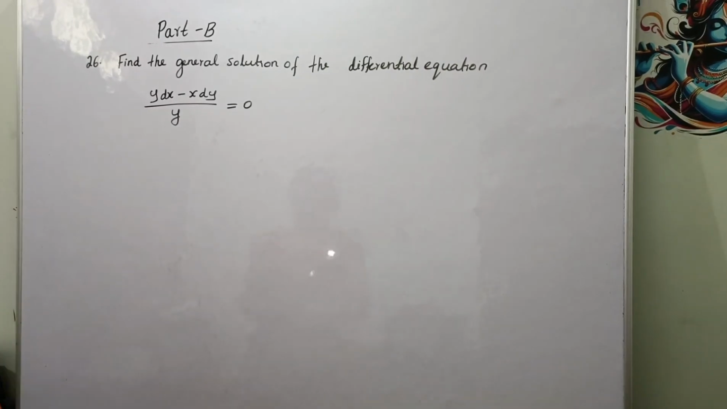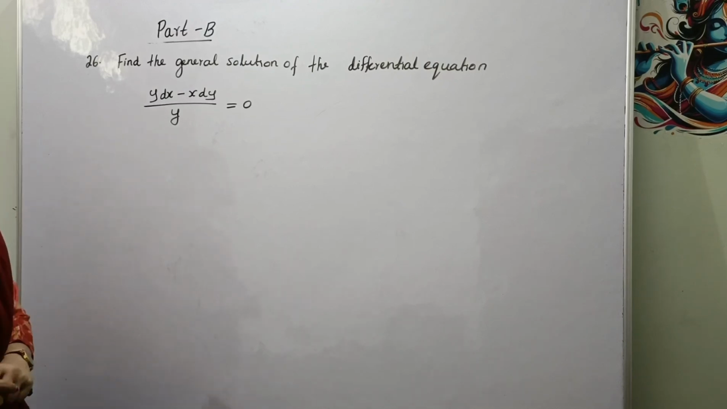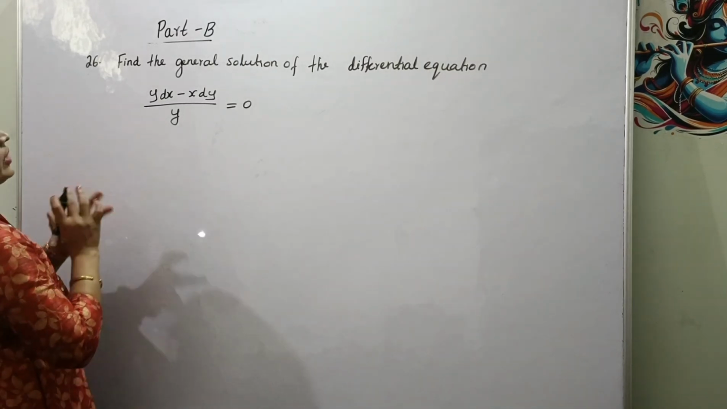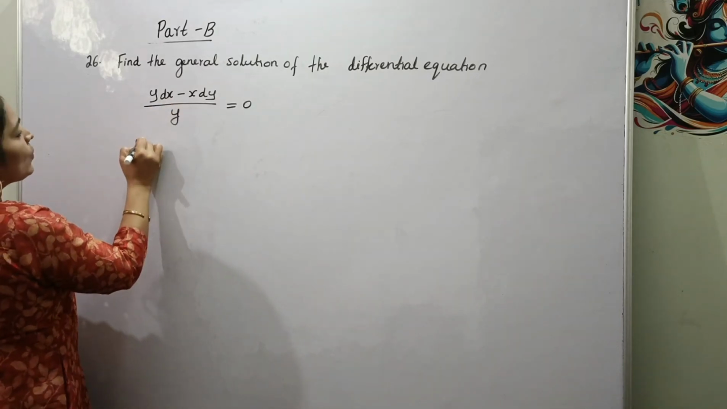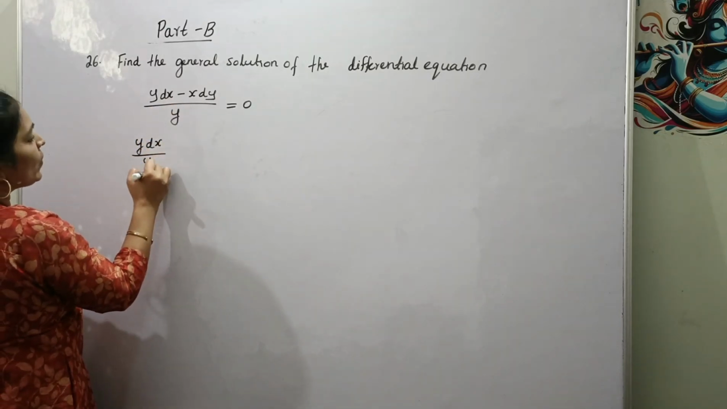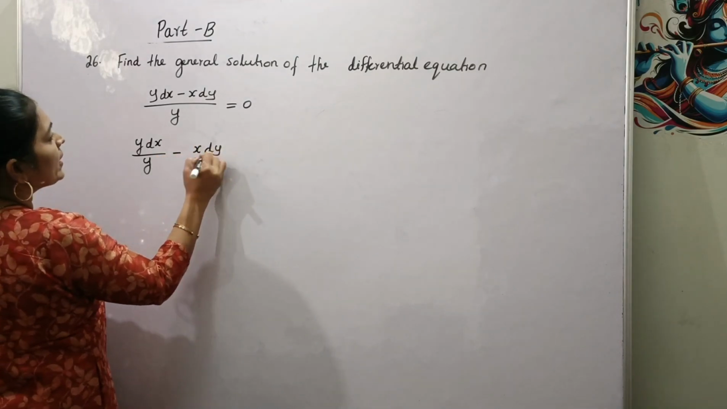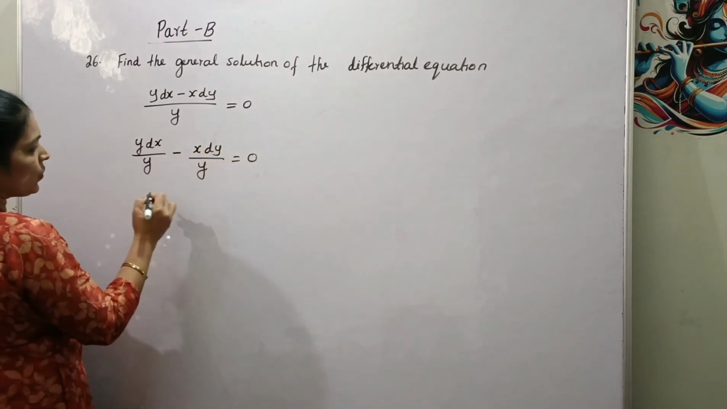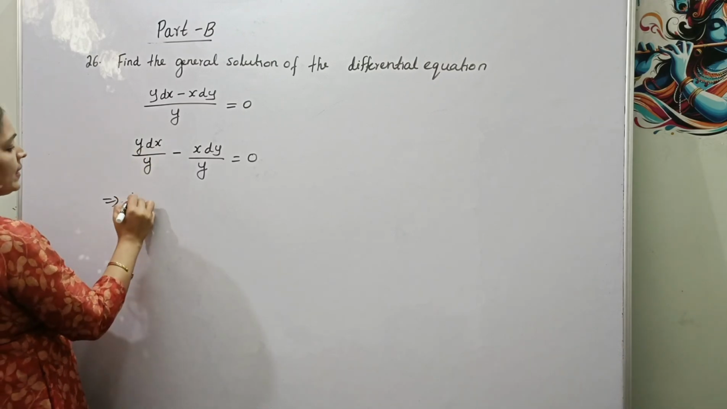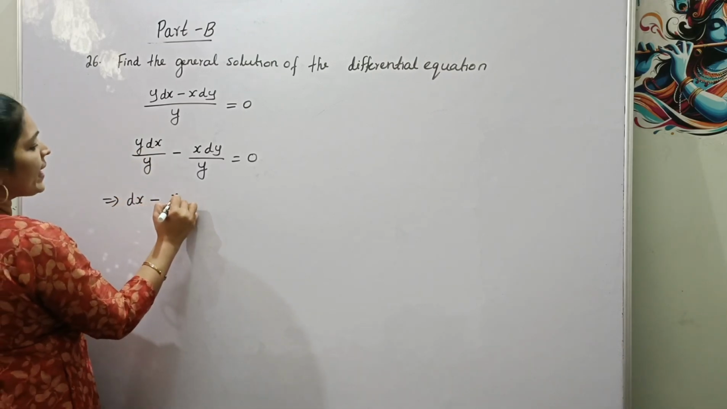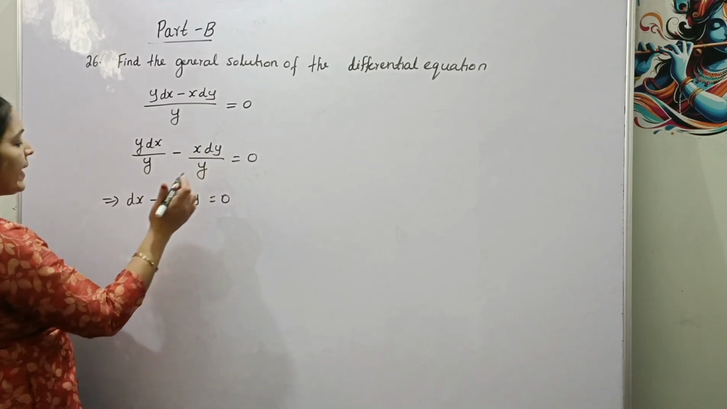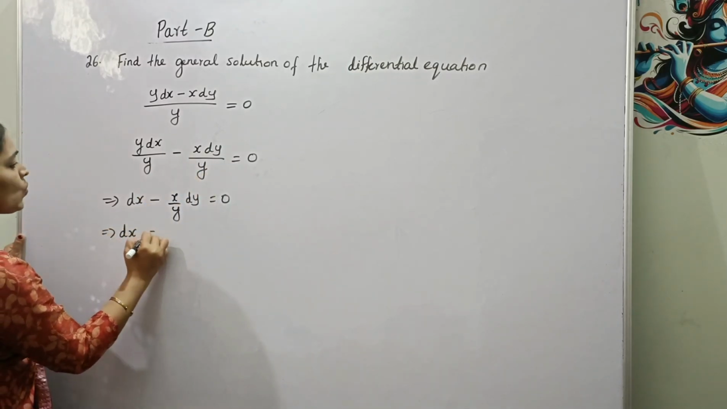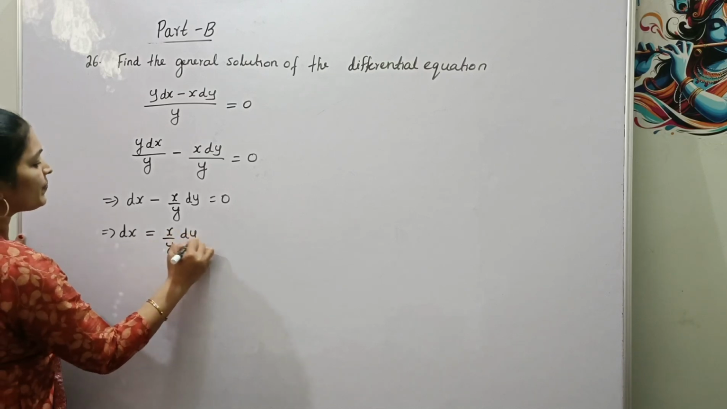Find the general solution of the differential equation (y dx minus x dy) divided by y is equal to 0. So here we have to find the solution of this given differential equation. First of all, let's split it. y dx divided by y minus x dy divided by y is equal to 0. That implies y cancelled, dx minus x by y dy is equal to 0. Take this one to the right side. This implies dx is equal to x by y dy, right?